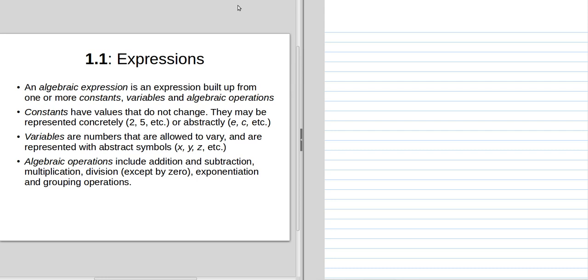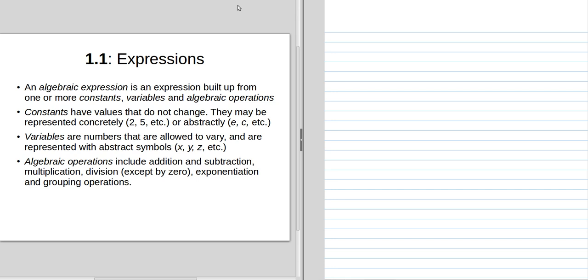In this video, we're going to be discussing Algebra 2, Chapter 1, Section 1, Expressions. An expression is an algebraic expression in the context of Algebra 2, and it is an expression that is built from one or more constants, variables, or algebraic operations.